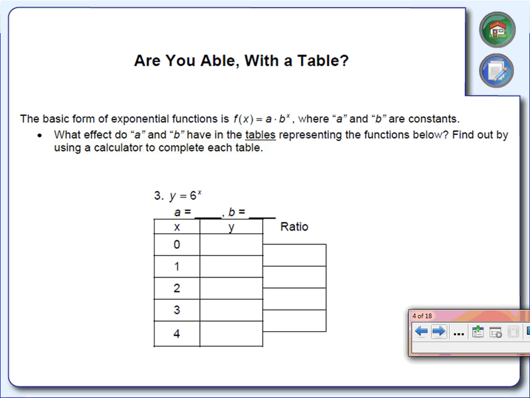All right, number 3. We have the equation y equals 6 to the x power. Remember, right now we're looking at the basic form of an exponential function, a times b to the x power. Even though you don't see it, there is an a. It's invisible, but there is a number in front of the 6, a 1. So write that down for me. a is 1. b, of course, is the number that has the exponent, in this case the 6. So a is 1, b is 6. Go to your calculators and let's see what the table looks like this time.